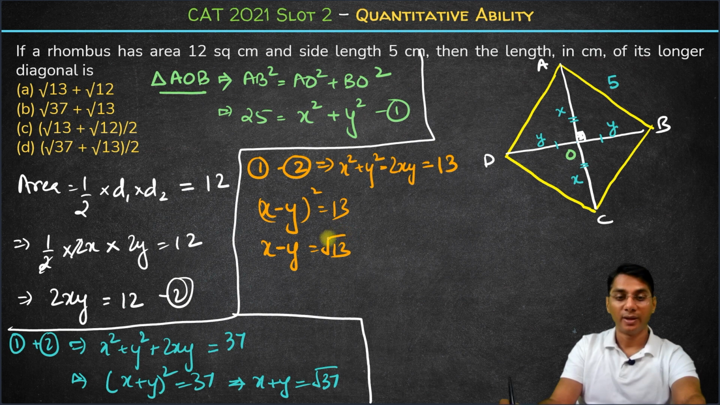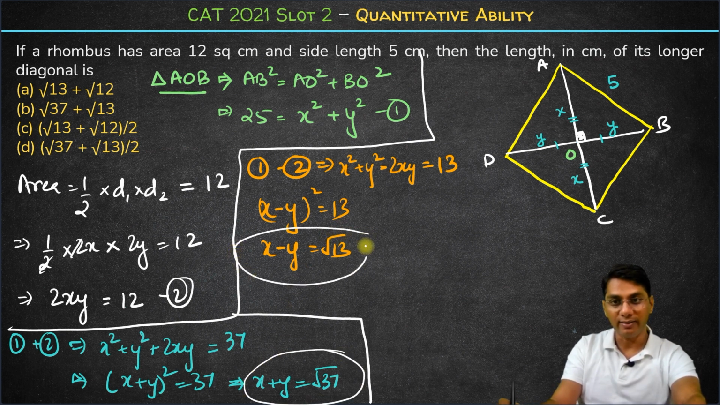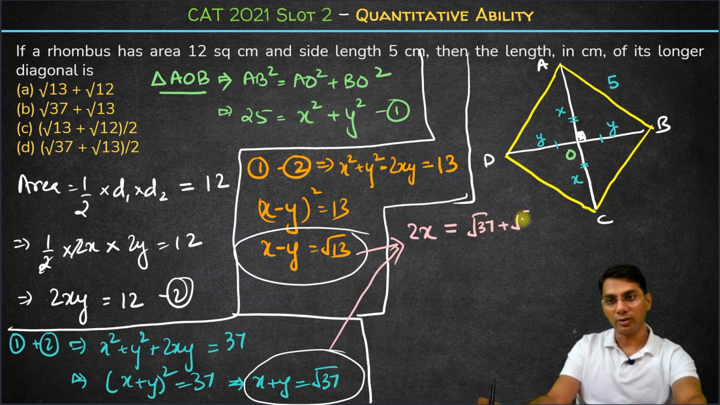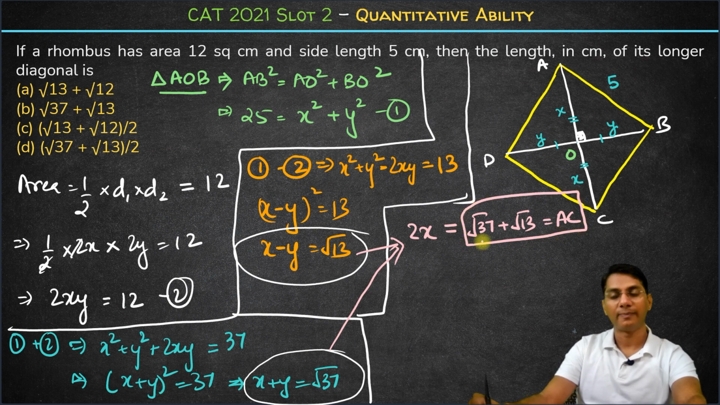Very important. So now you have two equations: x plus y is root 37 and x minus y is root 13. How do we solve this now? Very simple. Let's add both of these. The left hand side will be x minus y plus x plus y, which is 2x, which is going to be root of 37 plus root of 13, right? And 2x is nothing but the diagonal AC. So the length of AC is root of 37 plus root of 13.